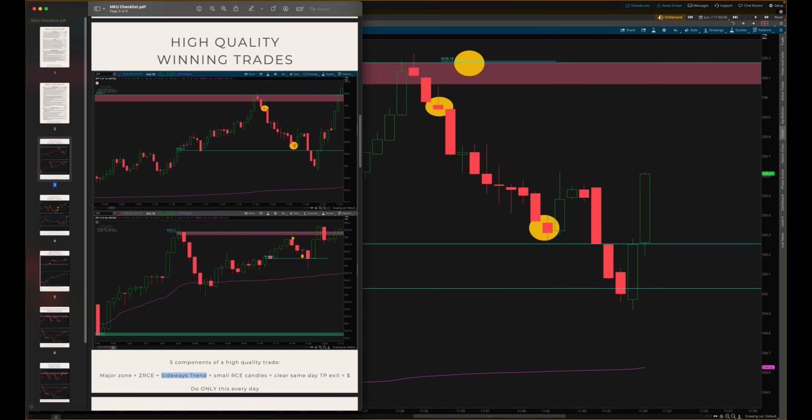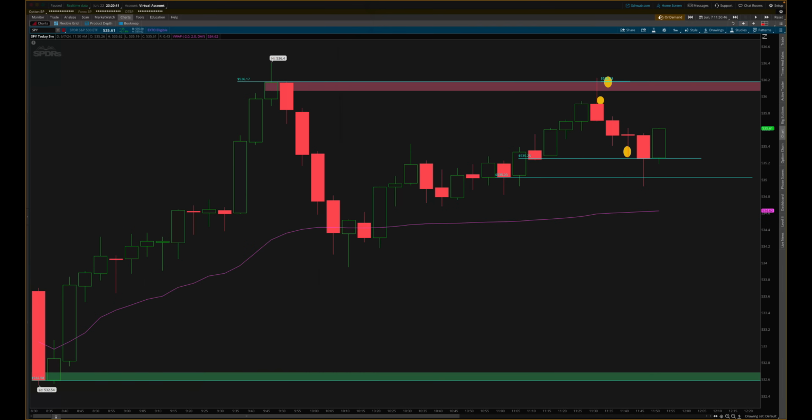Next, it's a sideways trend, as mentioned before. If we go back to that 5-minute chart over here, it was an uptrending day at first, but then it went dramatically down and it became a sideways trending day.